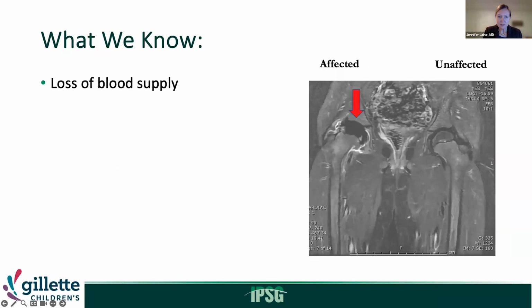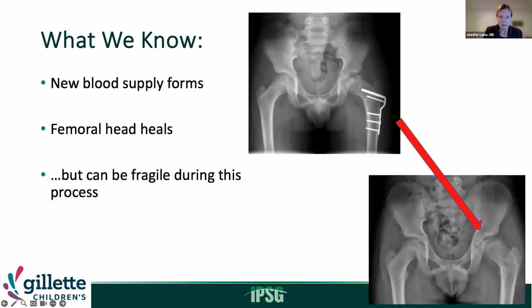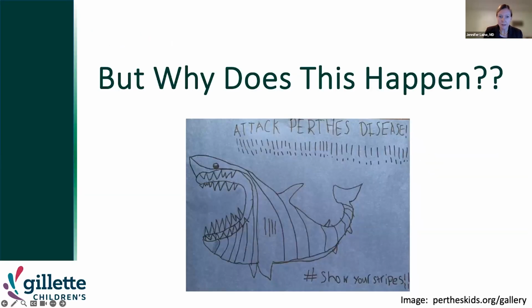We know that Perthes is due to a loss of blood supply to the femoral head, and that's why sometimes we get a perfusion MRI to look for the signs of that loss of blood supply, or maybe how much of the femoral head has this loss of blood supply. We also know that the hip forms new blood supply, and the body absorbs the dead bone and heals with new bone. But as it goes through these processes, the femoral head can become fragile. But why does this happen?